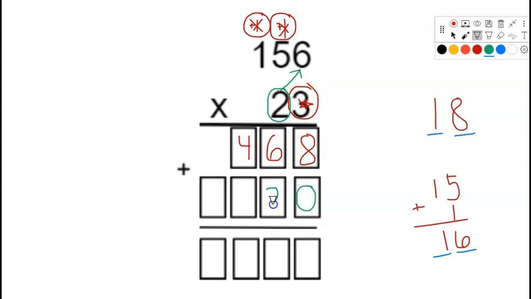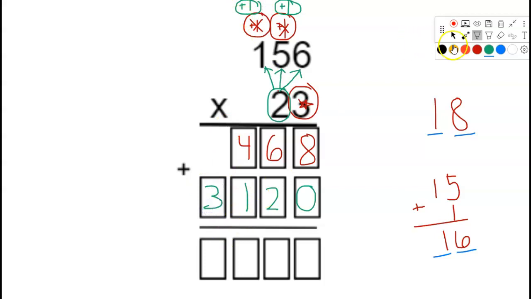I'm going to put my 2 right here. And then I'm going to carry the 1 up here. Okay. I'm going to do 2 times 5, which is 10. But don't forget to add that little 1, the green one, right? So 2 times 5 is 10, plus 1 is 11. Put that 1 down here. Carry my 1 up here to the next place value. 2 times 1 equals 2, plus this 1 gives me 3.